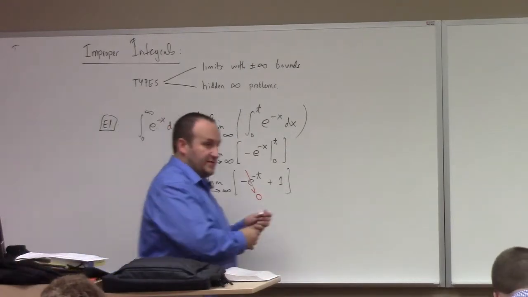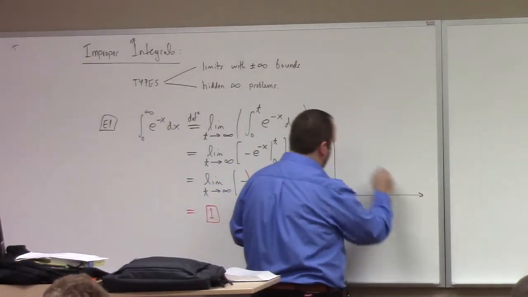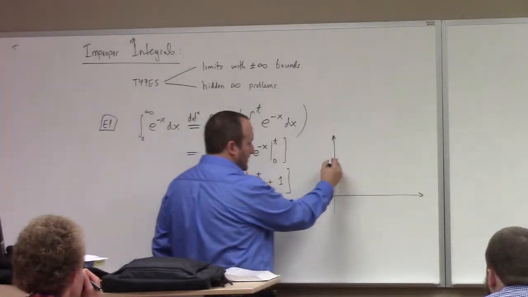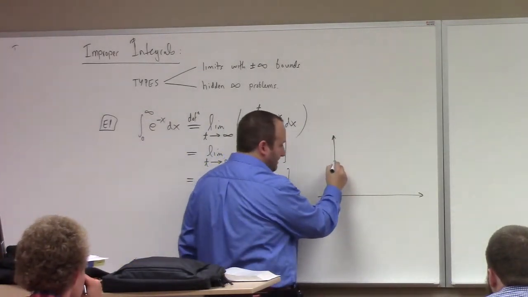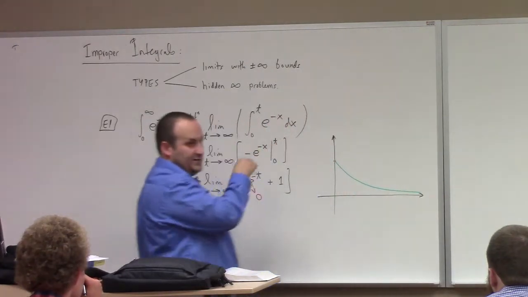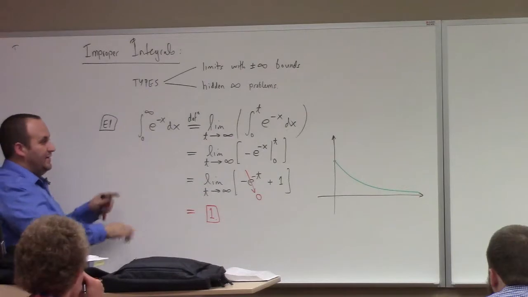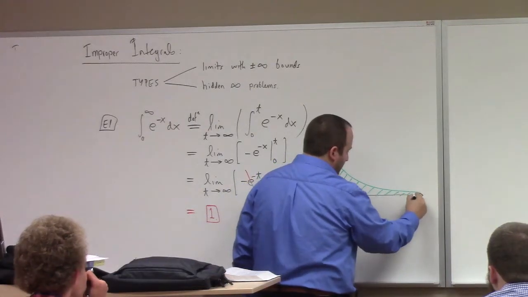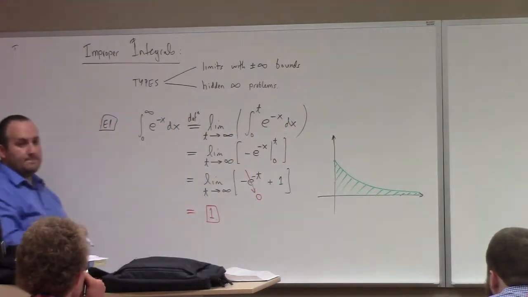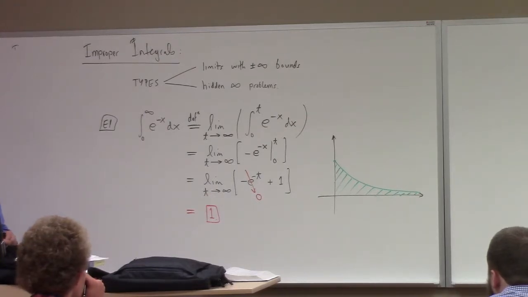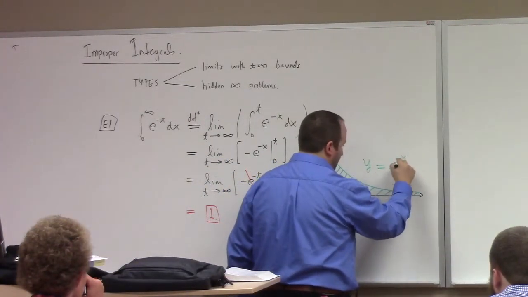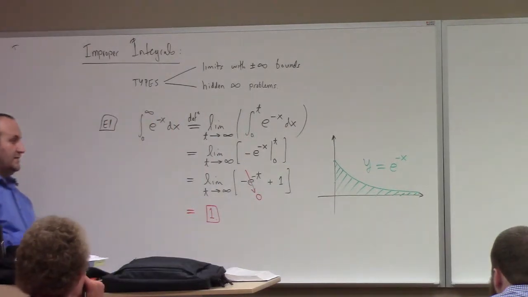Let's talk about what this means graphically for a second. So the graph of the exponential, what's it look like? It starts out at 1, right? And then it asymptotically goes to the x-axis, right? And what this integral says is that this region has an area which is bounded. Let me just be clear: y equals e to the minus x. So that area is bounded, and in fact it's 1.